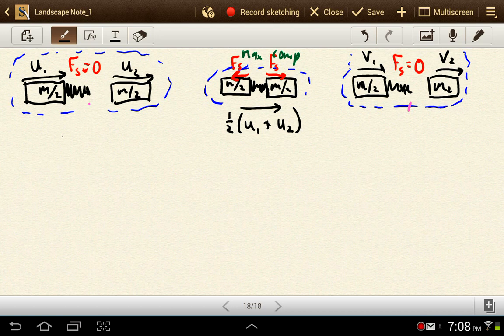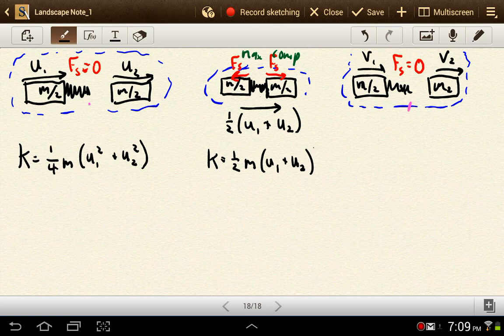So to start with, the kinetic energy here is going to be pretty easy. It's going to be 1/2 m v squared for each of these guys. So that's going to end up being 1/4 m times (u1 squared plus u2 squared). Okay. Then for the middle part here, they're both moving at this speed. The entire system is moving at this velocity here. So that's going to be 1/2 m times (u1 plus u2) squared, right?